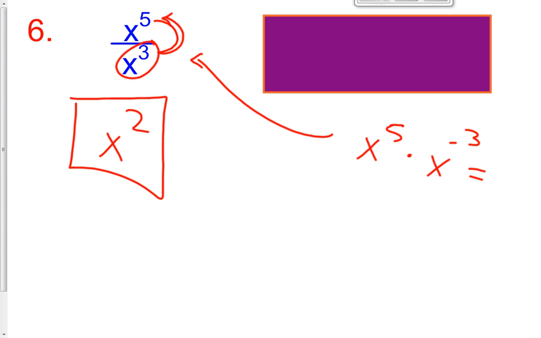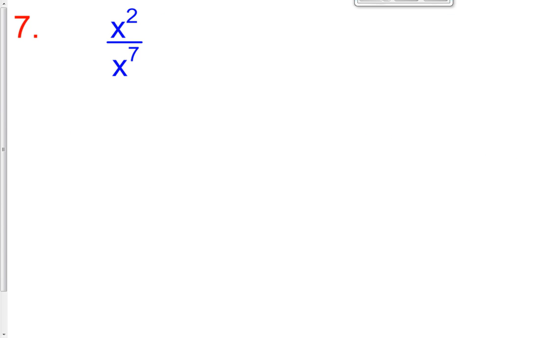So when we have common bases that we're multiplying, we add these exponents. So when you take 5 plus a negative 3, once again, you get x squared. A lot of people like to do it that way as well, which is just fine with me. No matter what, you get x squared. Let's practice some more of these quotient problems.